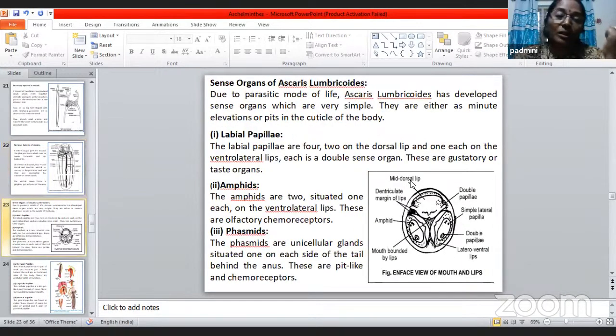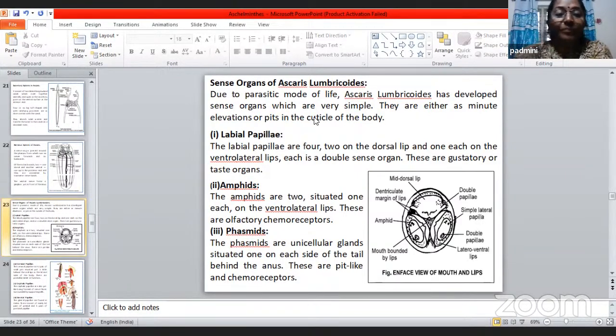And sense organs, you will have to talk a little bit. If they ask you to write about the sense organs for a short question, then this is what you will have to talk about. What are the sense organs over here? Due to the parasitic mode of life, Ascaris has developed sense organs, which are very simple. They are either minute elevations or pits in the cuticle of the body. Minute elevations, as I told you all, are small pimple-like structures, minute papillae-like outgrowths. Those outgrowths are called papillae, and these papillae are sensory in nature.